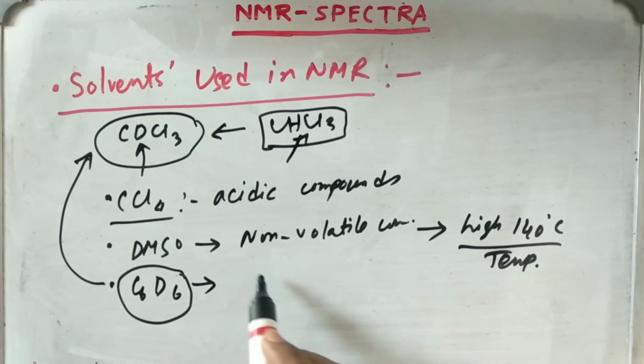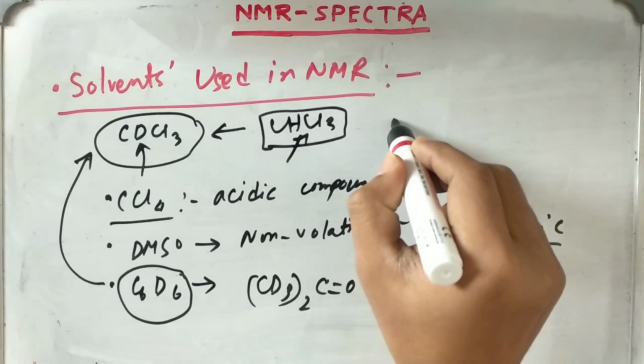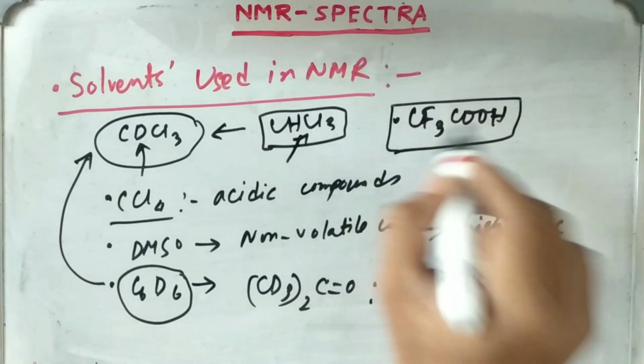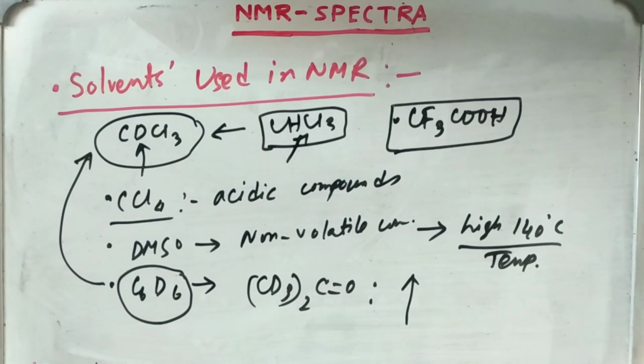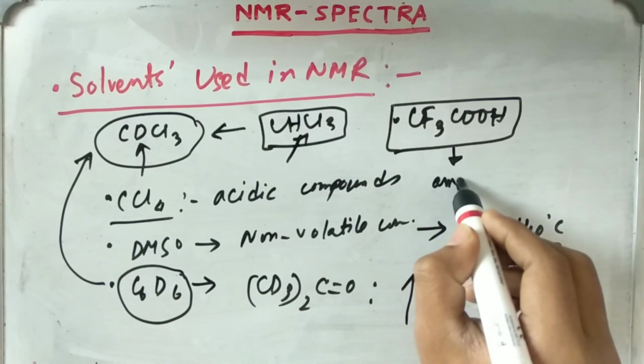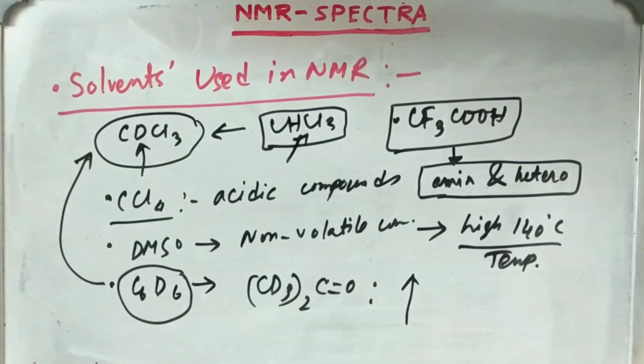Then coming to (CD3)2CO, this is called hexadeuteroacetone. It is also used for routine NMR spectroscopy; routine NMR spectroscopy means regular spectroscopy. Next, that is not that important. Last is CF3COOH, which is trifluoroacetic acid. Just note down that it is used for amines, that is amino compounds, and heterocyclic compounds. For amine and heterocyclic compounds, this solvent is used. So this is all about the solvents used.